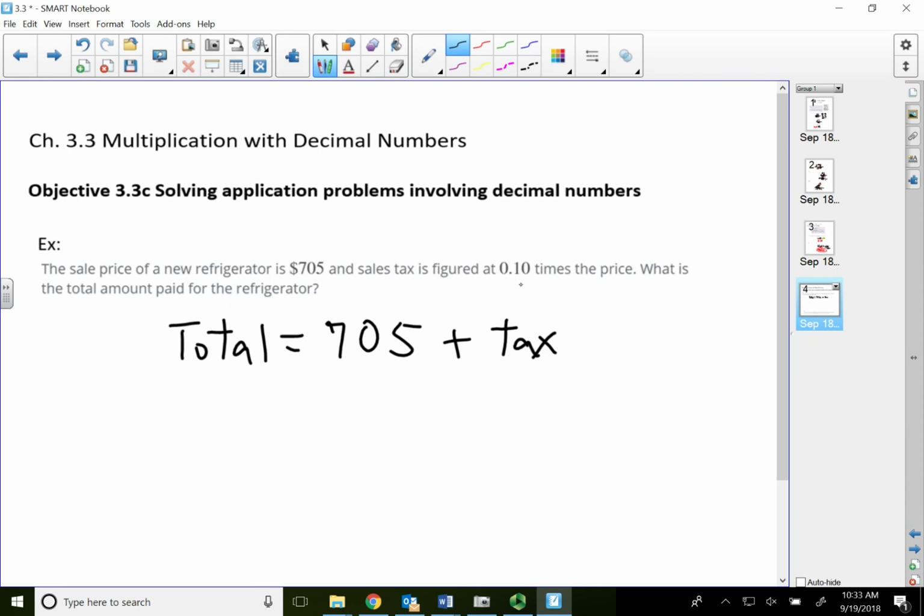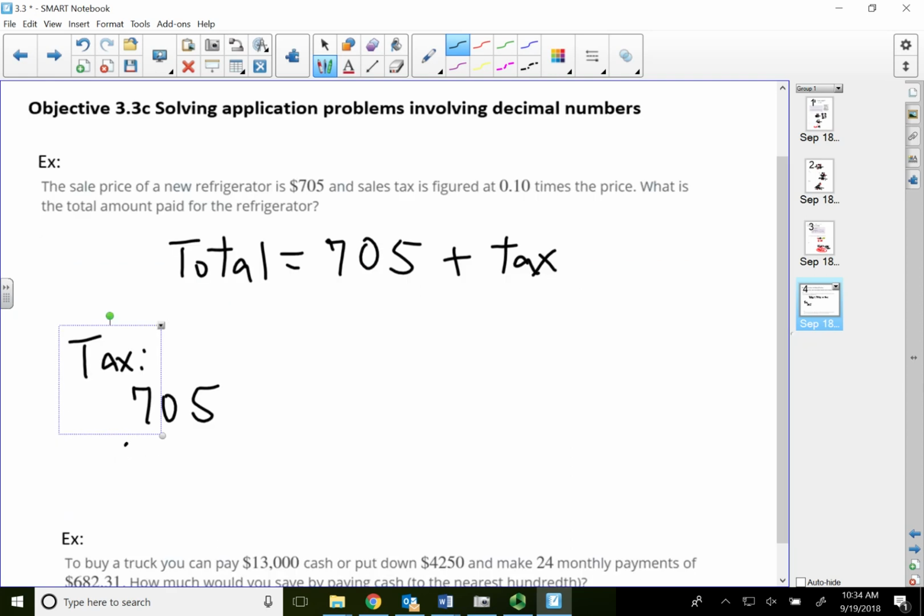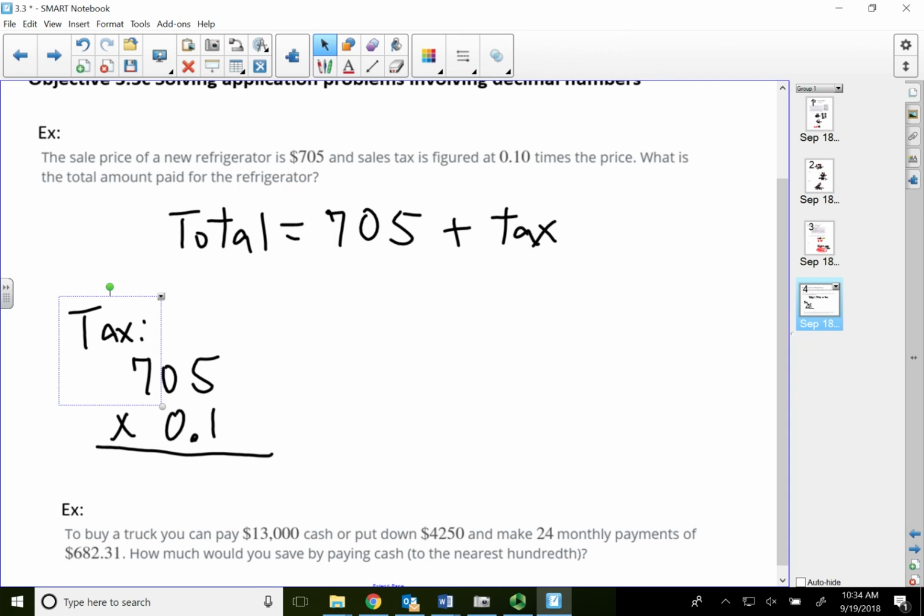The first thing I have to do is take 0.1 times the price of the fridge to figure out my tax. So the tax is 705 times 0.1. I'm going to show you this real quick. I'm going to do this vertically and then explain what's going on here. 1 times 5 is 5, 1 times 0 is 0, 1 times 7 is 7. So I still end up with 705, but I have to count. The 0.1 has one decimal place.